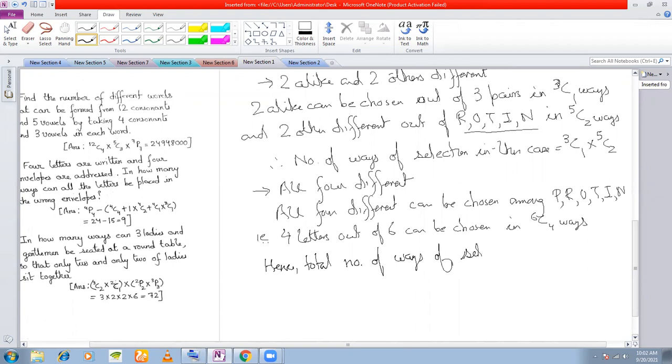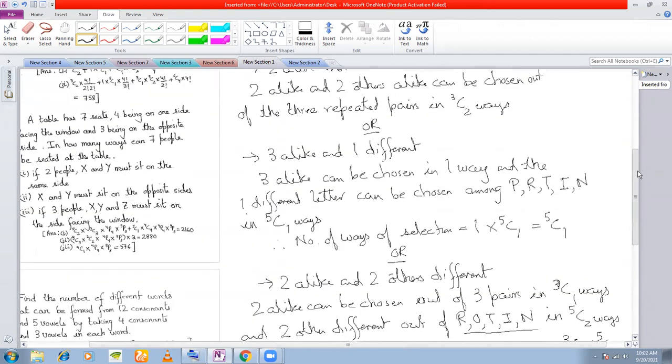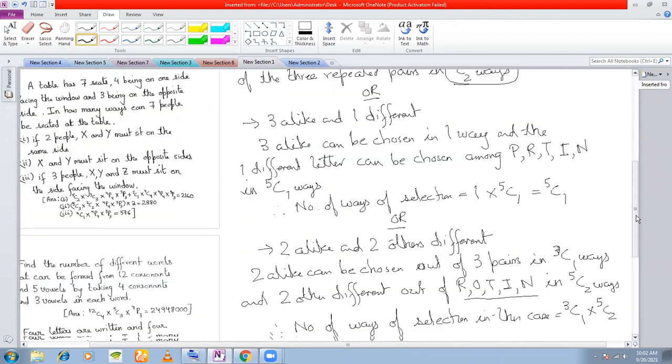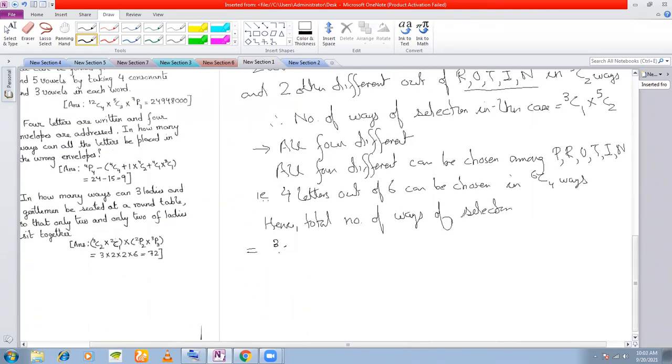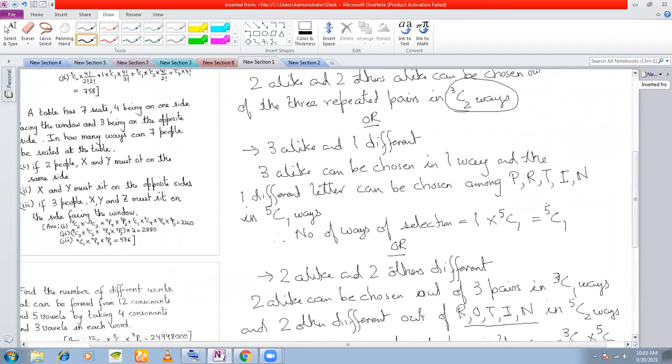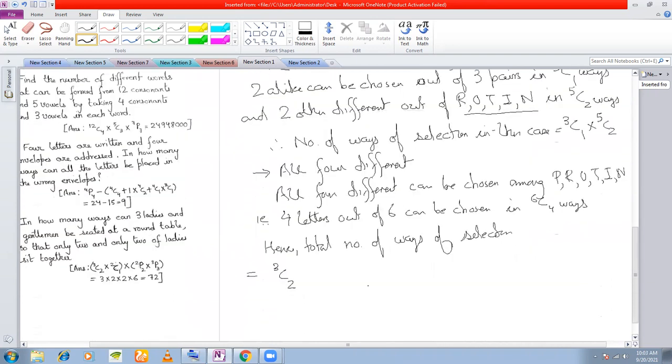Ways of selection. First case, how many? 3C2. Next case, 5C1. And because you have "or" in between, that is why the plus sign.